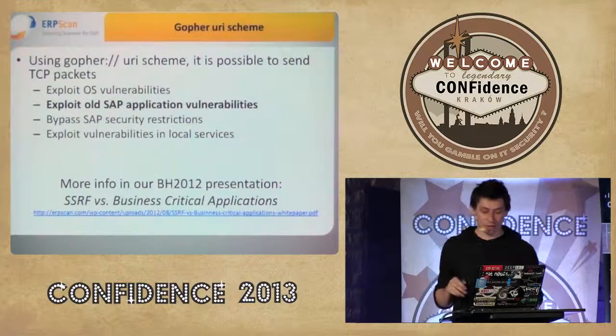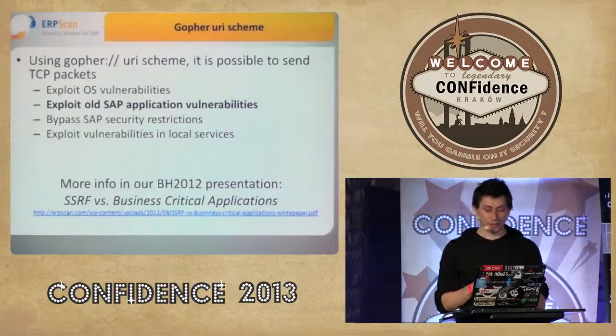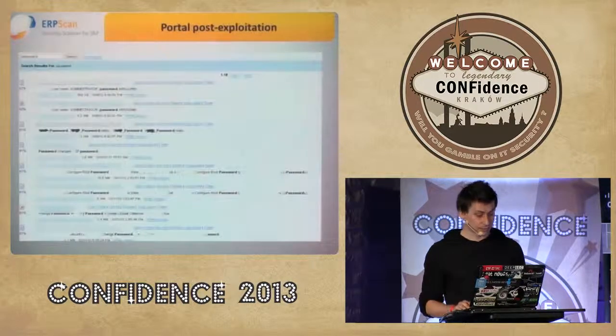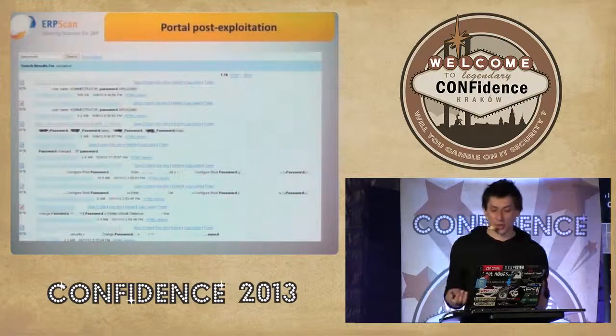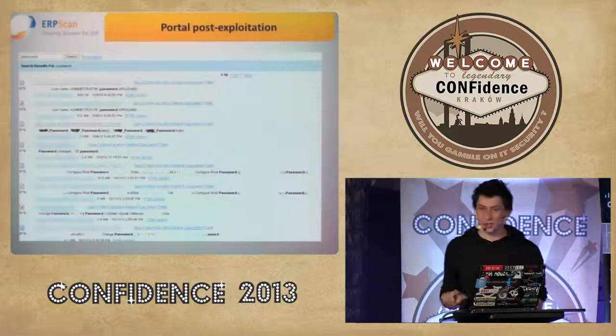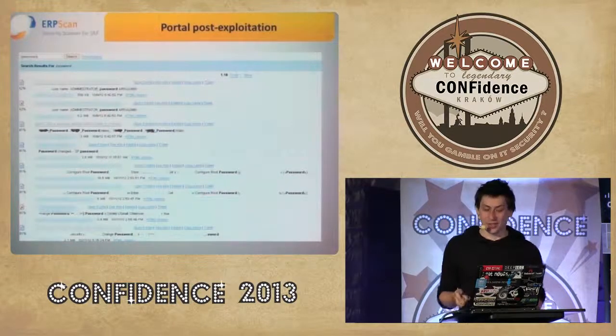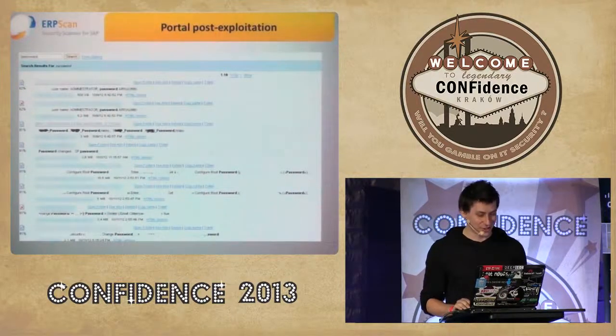More information about this type of attack you can see in our Black Hat presentation, SSRF versus business critical applications. And another vector of post-exploitation is to simply search for the words "passwords" or "top secret" in all documents stored in SAP Knowledge Management. You will be surprised by the result. It's very interesting, too.